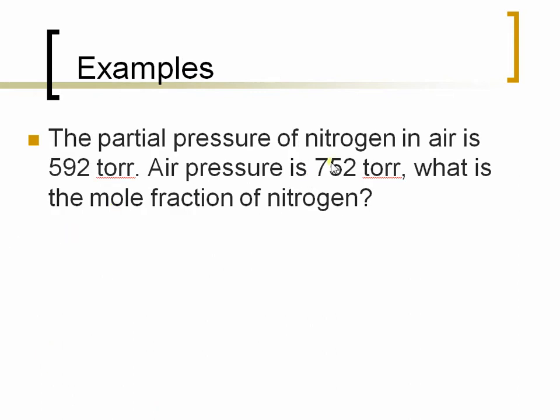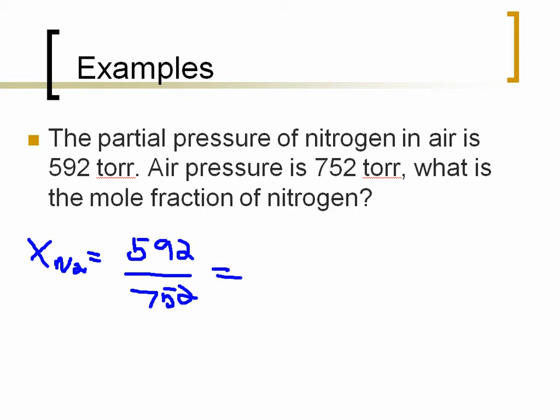So the partial pressure of nitrogen in air is 592 torr. Total air pressure is 752. What is the mole fraction? Well, if you want to find the chi of N2, that's just going to simply equal 592 divided by the total pressure, which is 752, and you plug in the numbers, and I got 0.787.